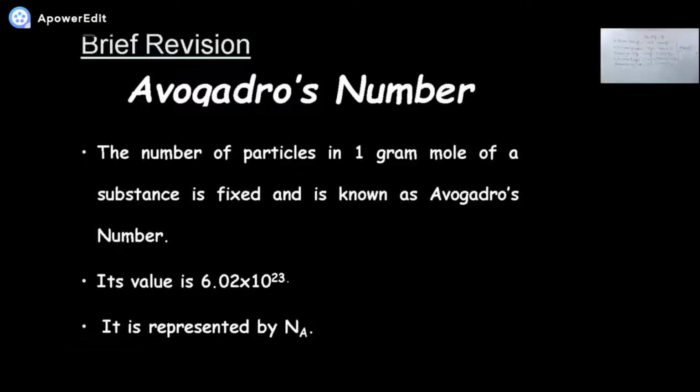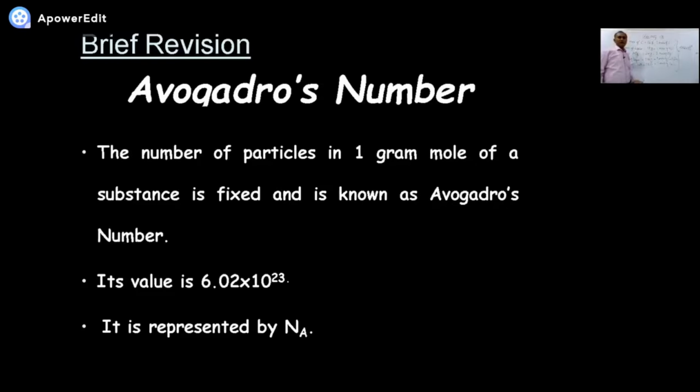See, here is the definition. You can see the number of particles in 1 mole of any substance is fixed and is known as Avogadro number. All right? Its value is 6.02 into 10 to the power 23. It means 1 mole of any substance contains a fixed value called Avogadro value.